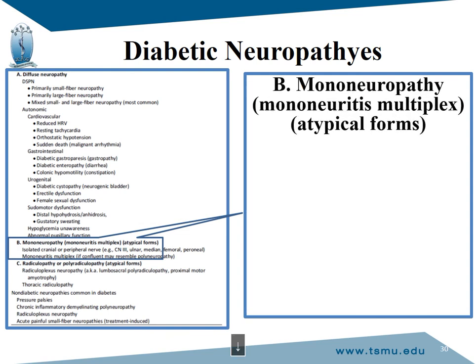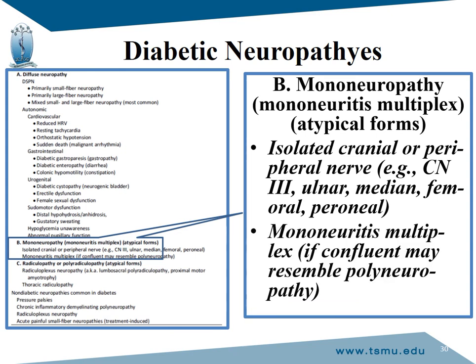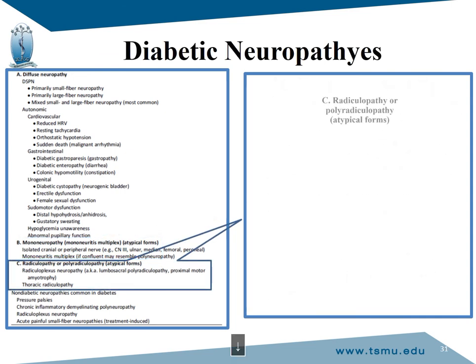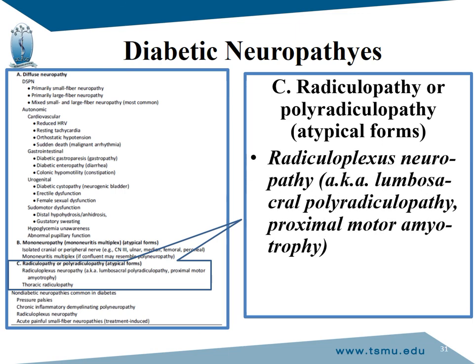Another part of this classification is mononeuropathy. Mononeuropathy multiplex, atypical forms, isolated cranial or peripheral nerve damage, and mononeuropathy multiplex, if confluent, may resemble polyneuropathy. Radiculopathy or polyradiculopathy is also a typical form, along with radiculoplexus neuropathy and thoracic radiculopathy.